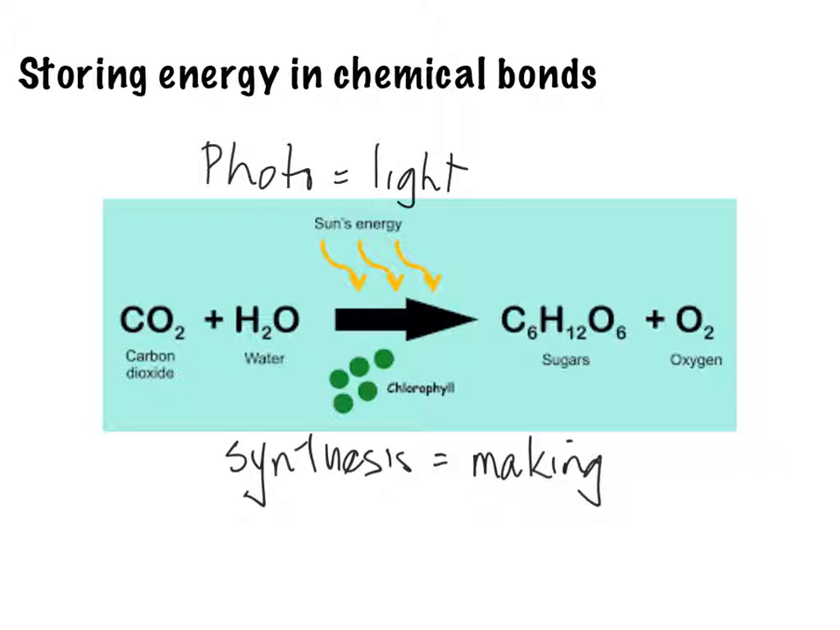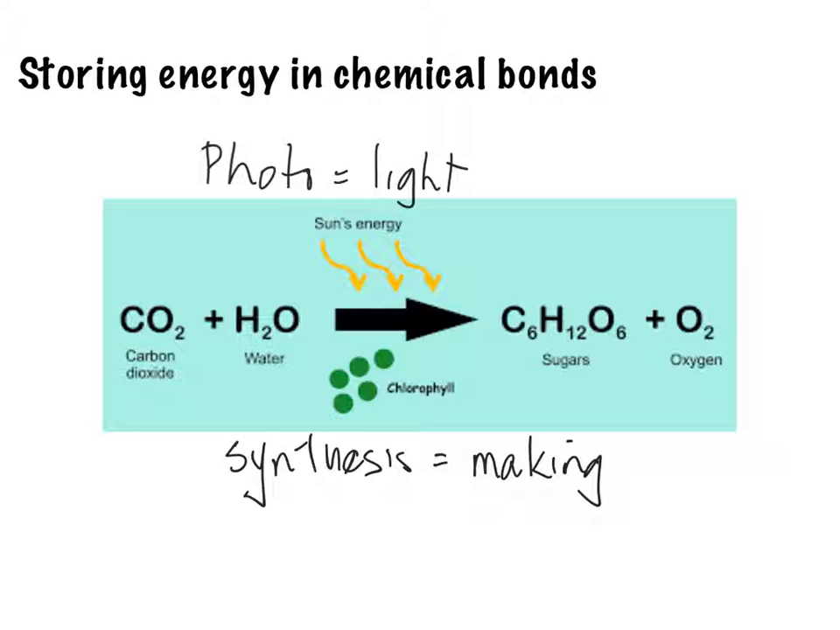So let's have a look at what this is showing us. This thing here is called an equation. It's actually two equations in one. We've got a word equation where we've got the words carbon dioxide and water. We've got chlorophyll here in the middle, sun's energy up the top, and we've got sugars and oxygen. Right, so let's go through this and break it apart.